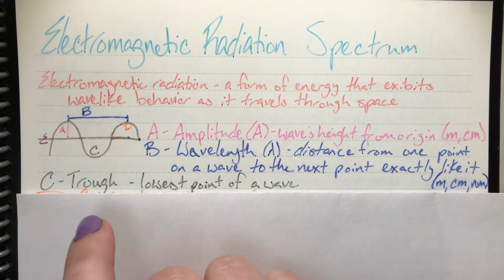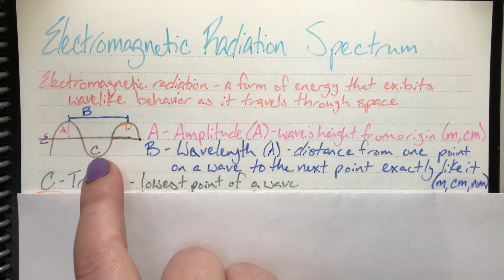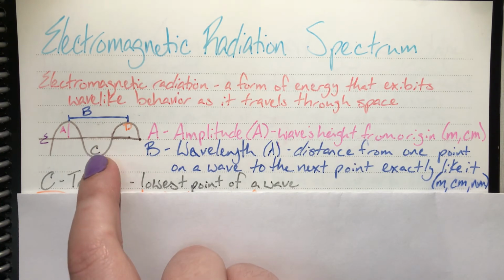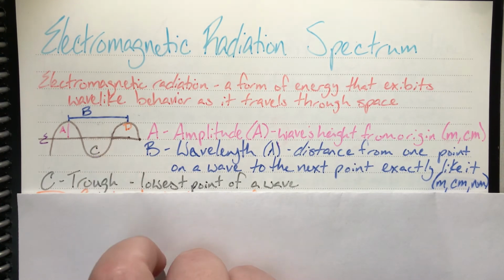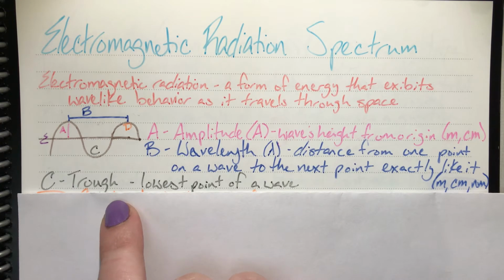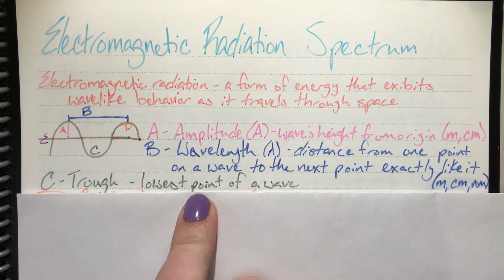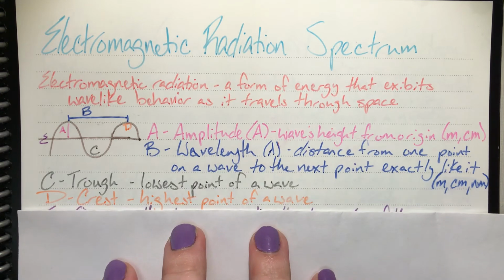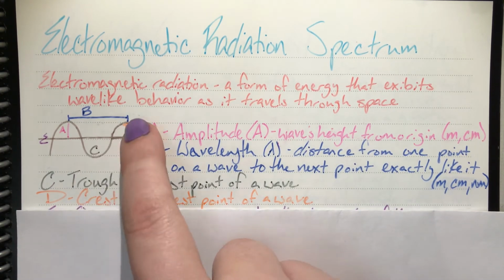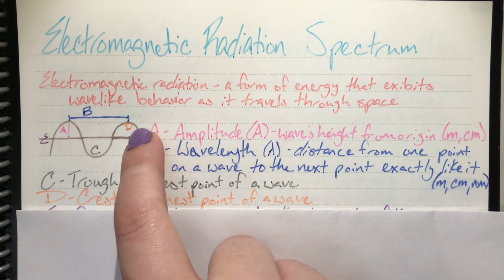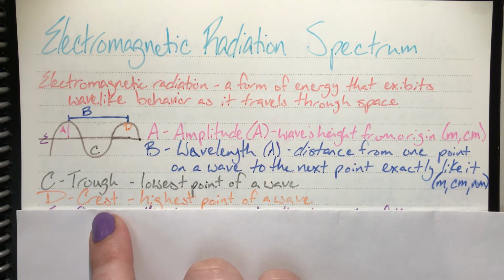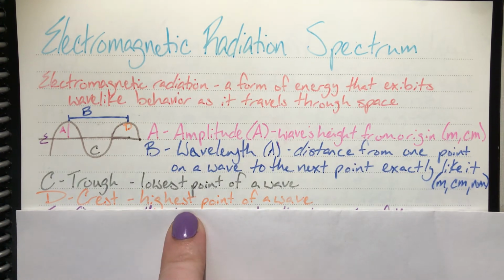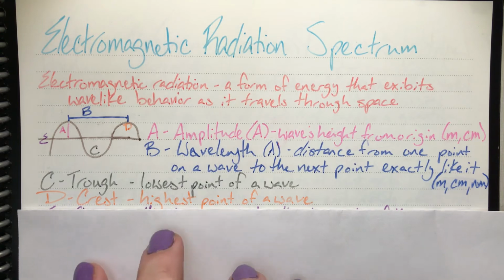The next portion of the wave that I have labeled is at the very bottom of this wave. That is labeled as C, and that is my trough. My trough is going to be my lowest part of my wave. Next is D. D is labeled as the very top of my wave, and that is known as the crest, and it is the highest point of my wave.